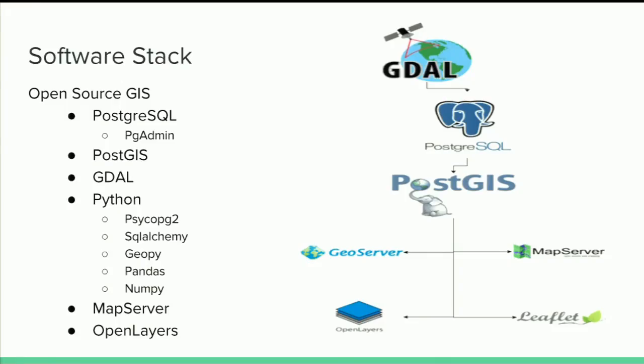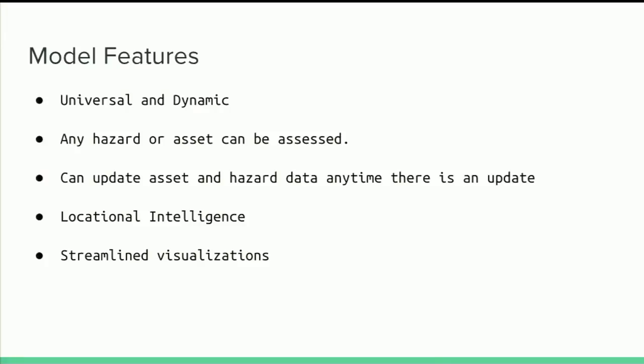So this is what the software stack looks like. Postgres, pgAdmin, PostGIS, GDAL, and Python, and then MapServer and OpenLayers to visualize it. What's so cool about this is that it's all universal and dynamic. So any hazard or asset can be assessed. And it can also be updated at any time. So if, say, your parcel data updates, then so can your model. So then your results change, and it's very fluid.